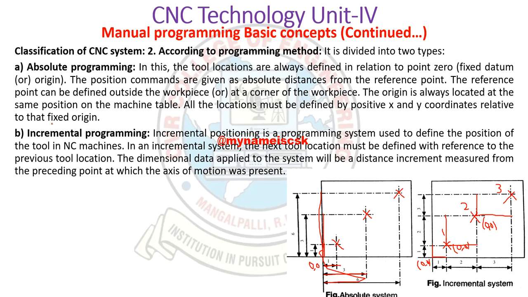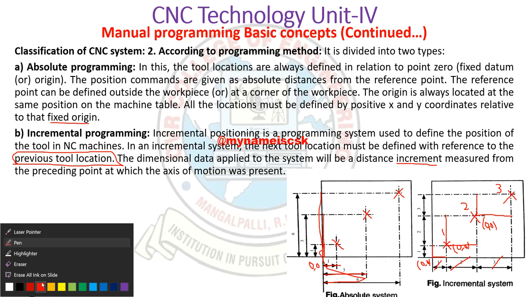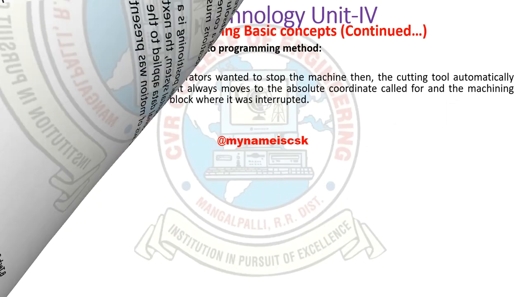So in absolute we have a fixed origin, and in incremental it is in reference to the previous location, and the previous location will be 0 comma 0, and it will be in the form of incremental. So if you take here 3 minus 1, then the value comes as 2. If you take here 6 minus 3, then the value comes as 3. If you take here 1 minus 0, the value comes as 1. Same way we follow in this case. So this is the difference between absolute and incremental system.